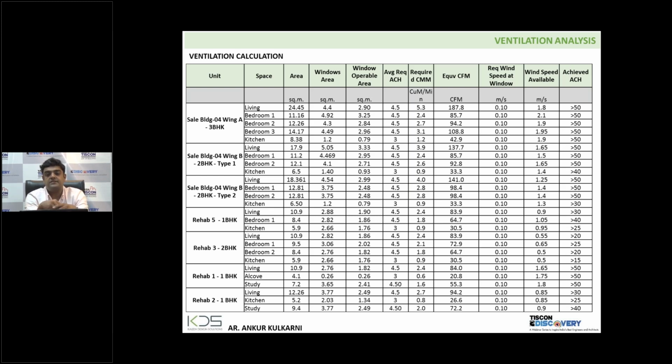But this analysis can be done for small buildings also, maybe G+4, G+5, or buildings surrounded by dense development, so that this wind analysis can help you predict the wind speed available outside my window, and whether my window size or window opening is sufficient to meet the air changes required as per NBC or not.